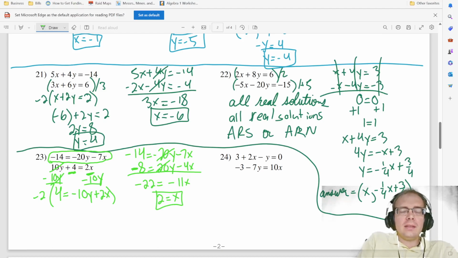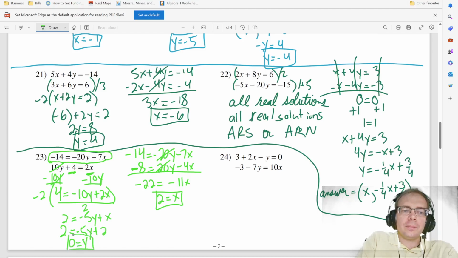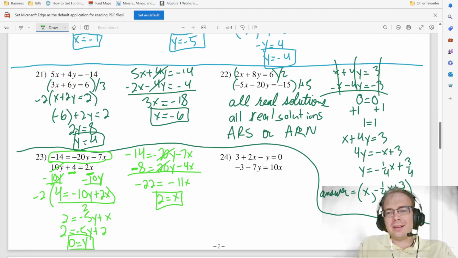Okay, and then I can plug it in. Let's go ahead and divide everything by 2 now, because why not? So it's going to be 2, negative 5y plus x. Plug in my x, so negative 5y plus 2. Subtract 2 on both sides, so that's going to be y equals 0. And there we go. All right.